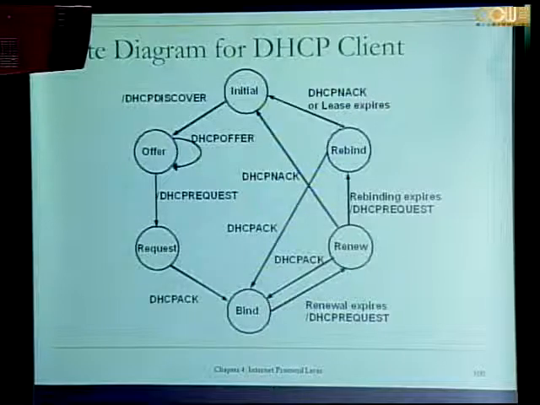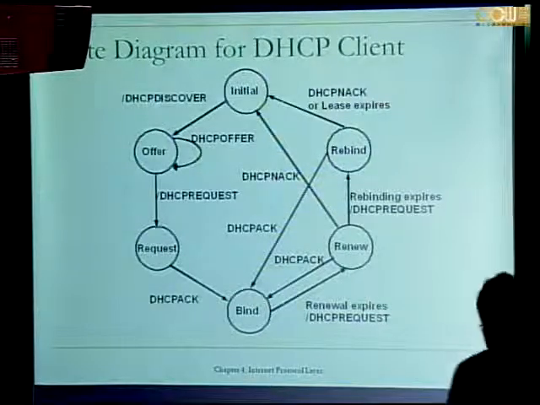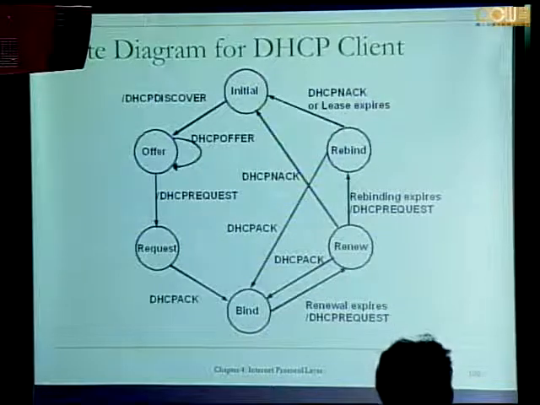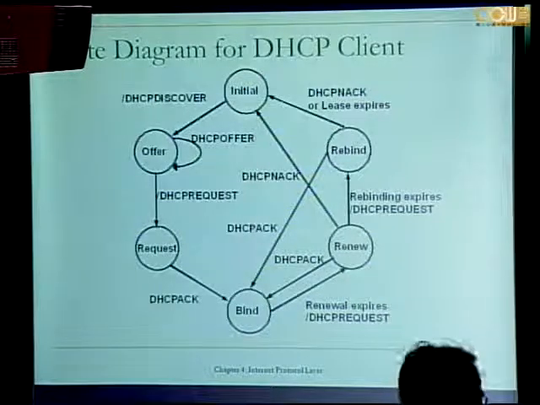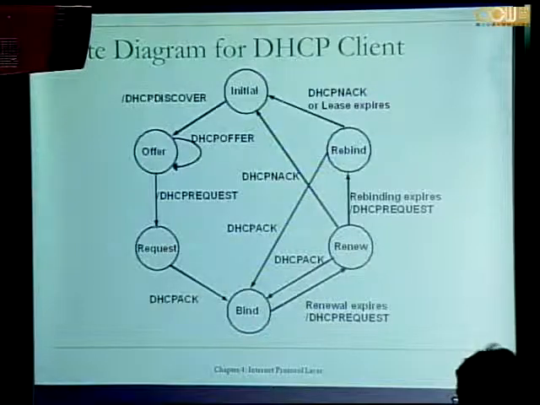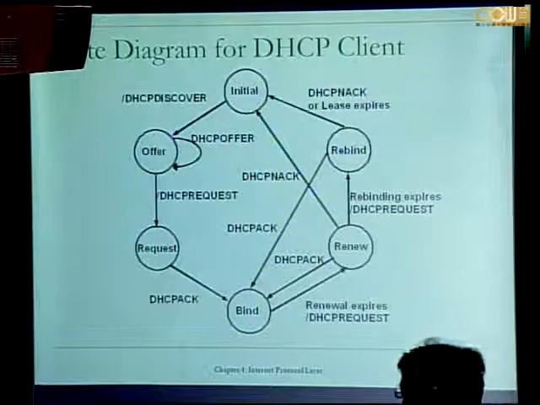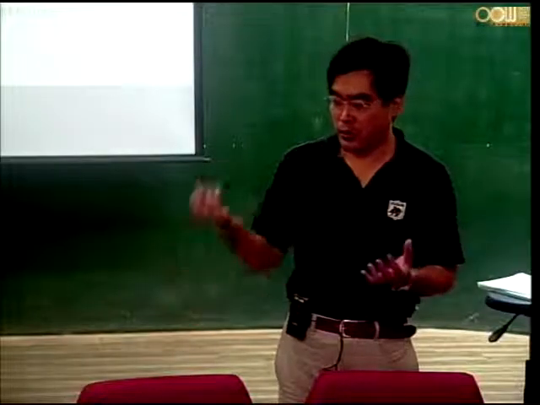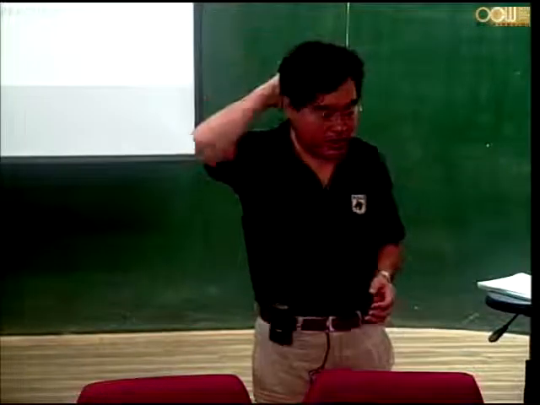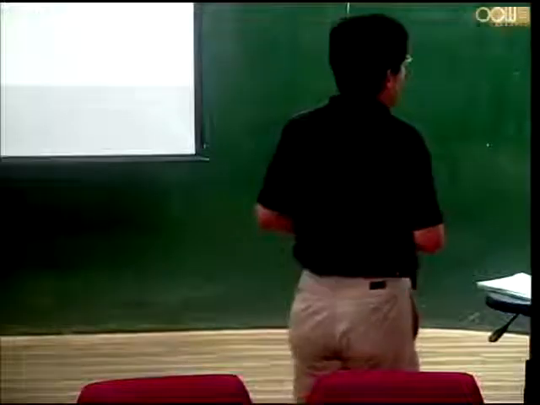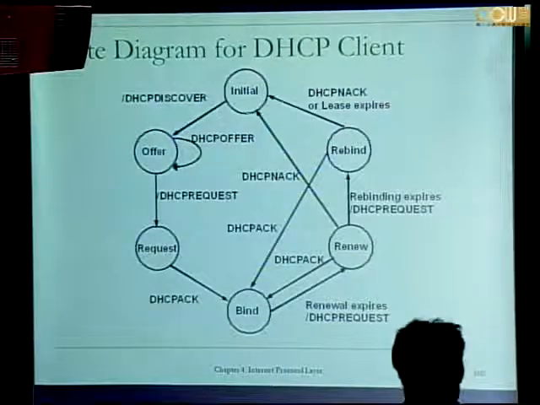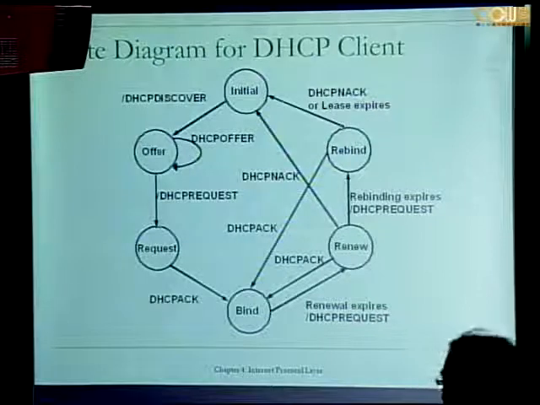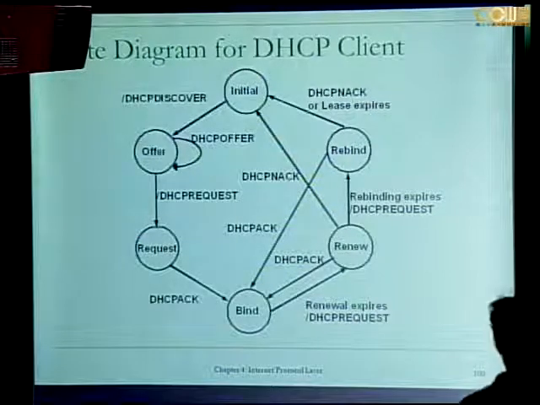So if I got the IP address and I used the IP address to get onto the internet, and then I left. I go to do something else. Then the contract will expire eventually, and your IP address will be collected back by the DHCP server. And the DHCP server can issue the IP address to some other station since you have expired the contract.